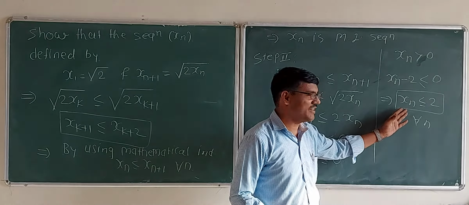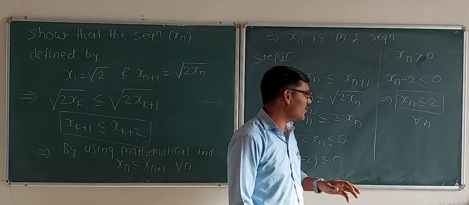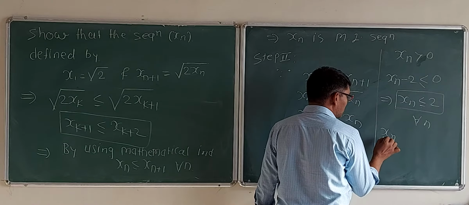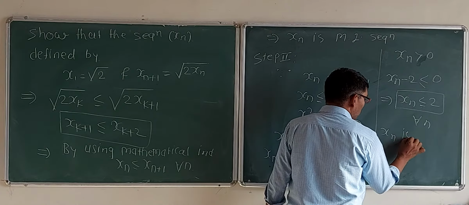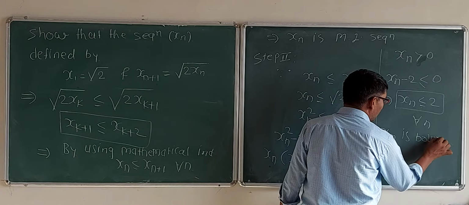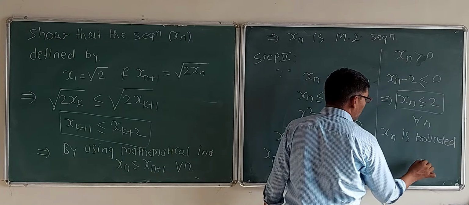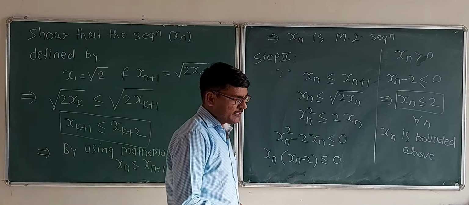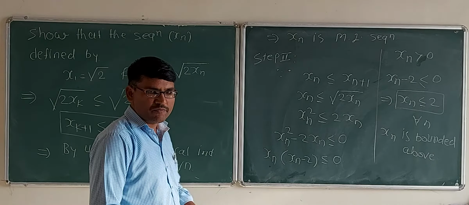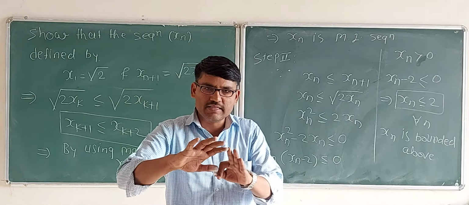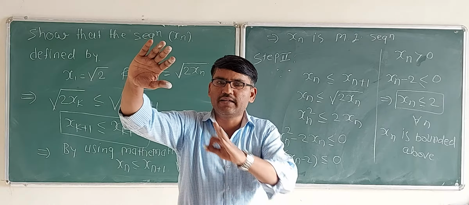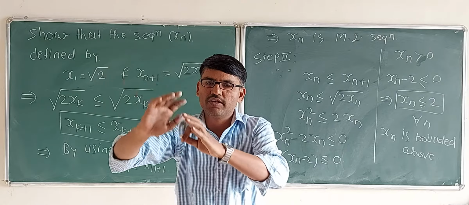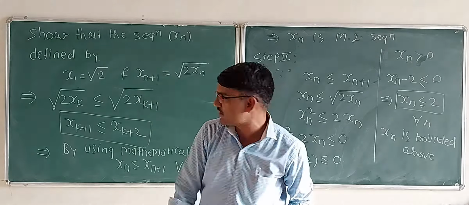Okay, look here. Every term of the sequence is less than or equal to 2, which means the sequence xn has an upper bound. 2 is an upper bound for this sequence, and therefore xn is bounded above. When it has an upper bound, it is bounded above. And therefore, from the previous theorem, since the sequence xn is monotonically increasing and bounded above, the sequence xn is a convergent sequence.